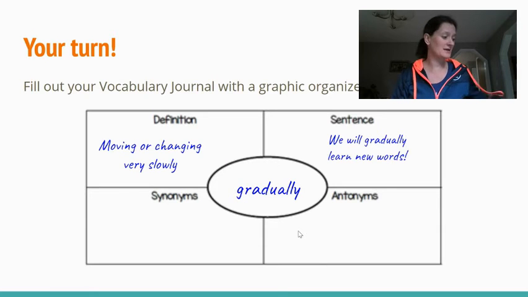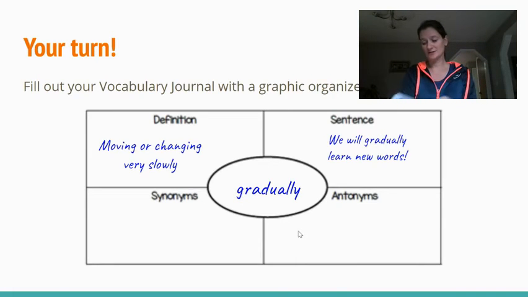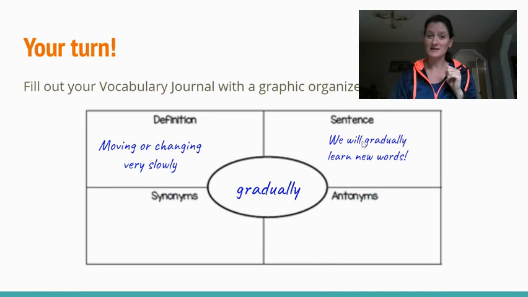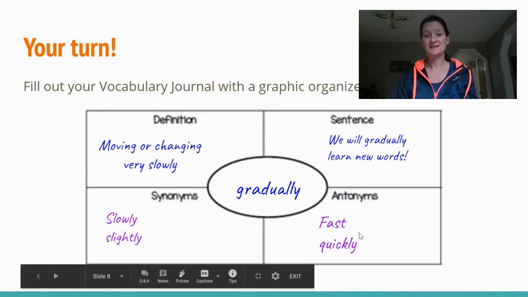And we're going to do the same as we did last week. Open your vocab journal again. Open it up to those graphic organizers just inside. And yesterday you filled out the word in the middle of the circle. You wrote the definition and the sentence. If you didn't get that finished yesterday, please finish it today. And today you're going to add some synonyms, 1 or 2, and 1 or 2 antonyms as well. So some synonyms for gradually might be slowly, slightly. Antonyms could be fast, quickly.